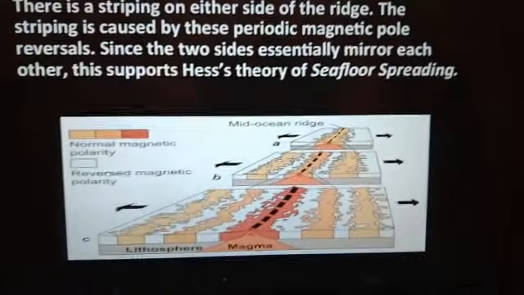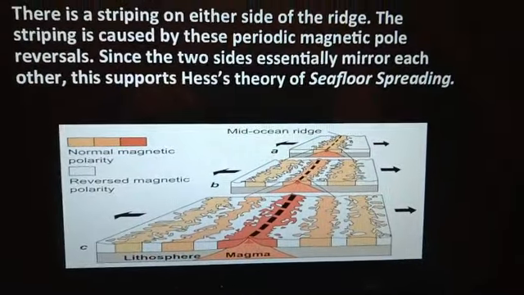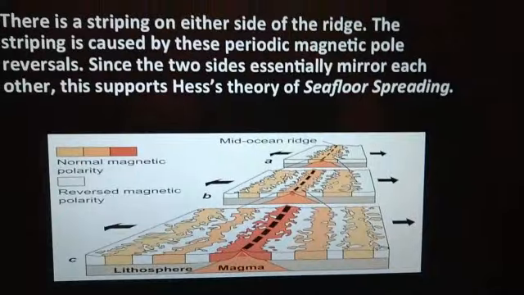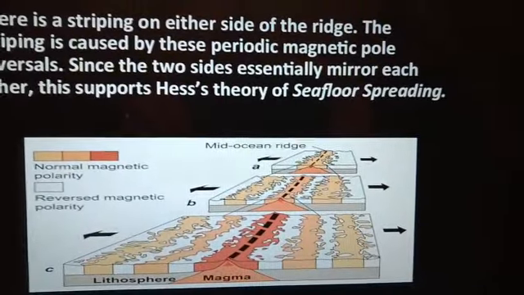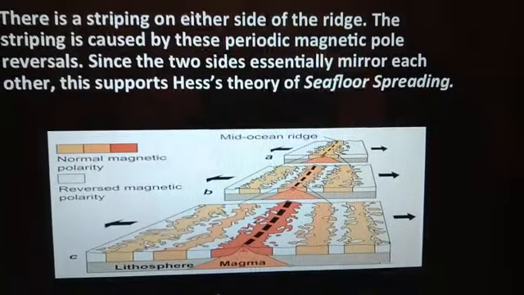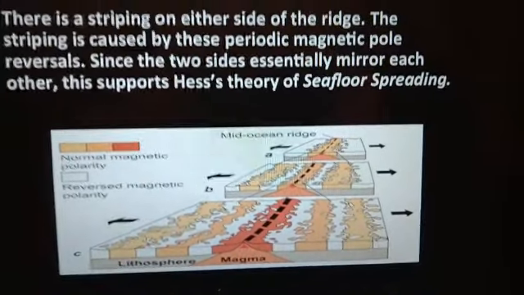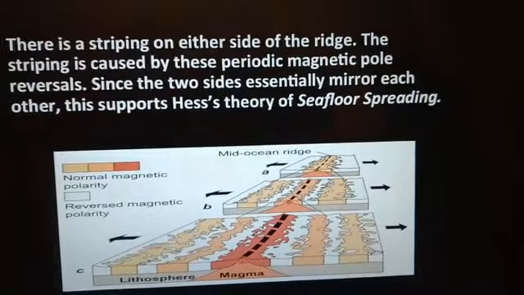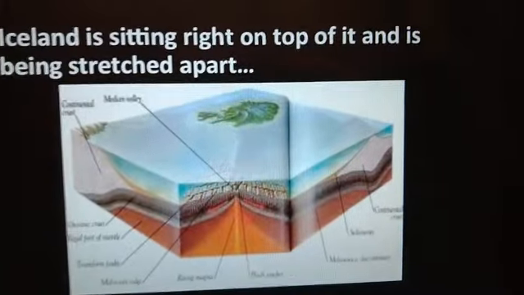And so Harry Hess realized that the seafloor was in fact moving apart at the Mid-Atlantic Ridge. So his theory, he called it seafloor spreading. The idea that new seafloor is being created all the time, not only at the Mid-Atlantic Ridge, but along several ridges around the globe.